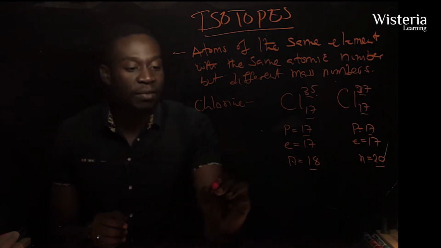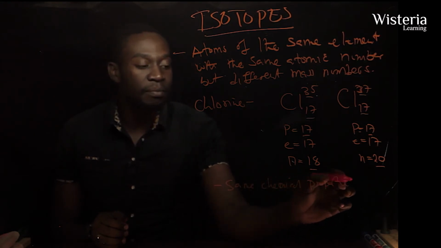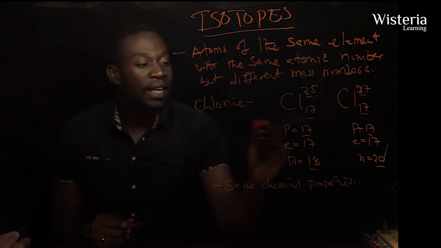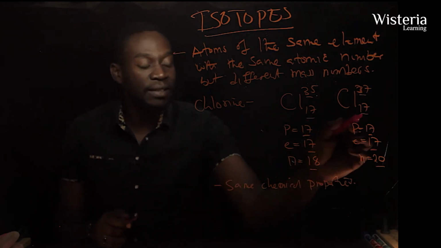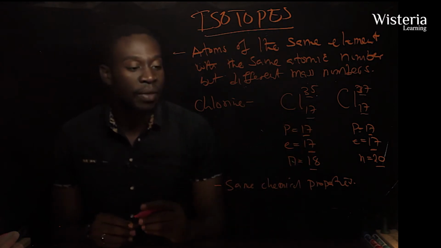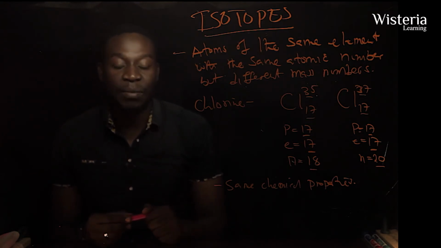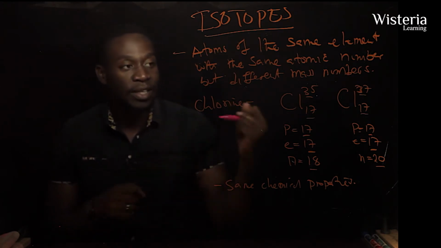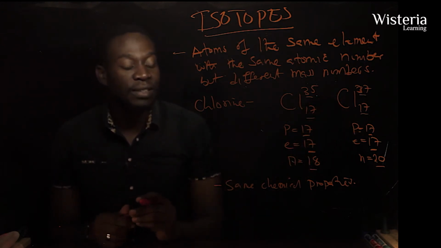So all the isotopes have got the same chemical properties. So this chlorine atom and this chlorine atom will react in the same way because the number of electrons are the same. And the number of electrons are the same because the proton numbers are the same. In neutral atoms, the number of protons is equal to the number of electrons. So isotopes have got the same chemical properties because the atomic numbers are the same. So we expect chlorine 35 and chlorine 37 to react in the same way because they've got the same number of protons.